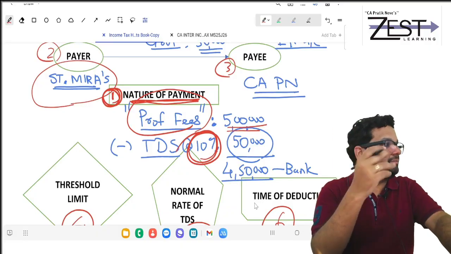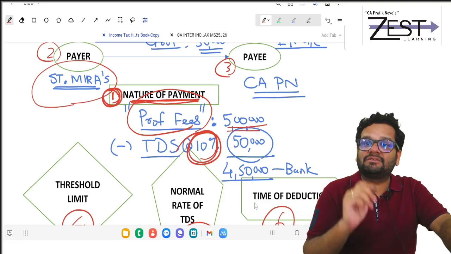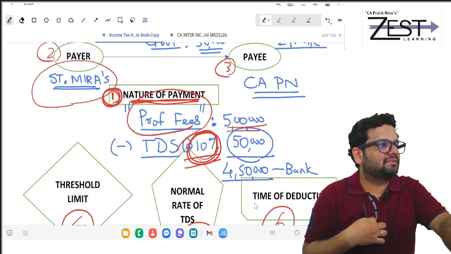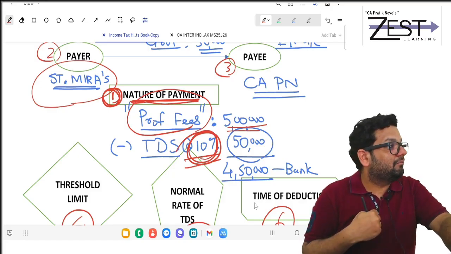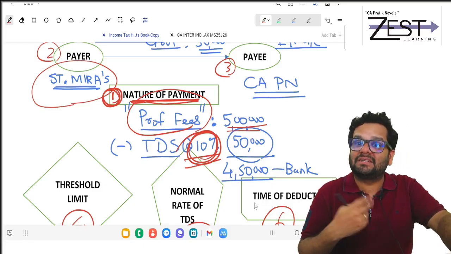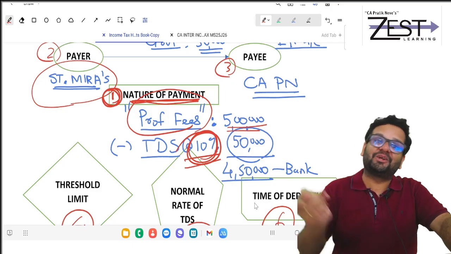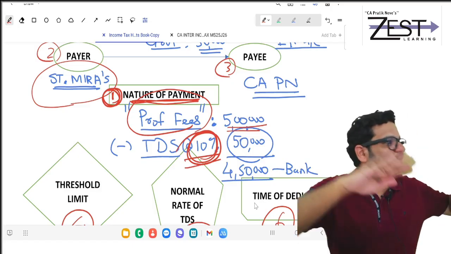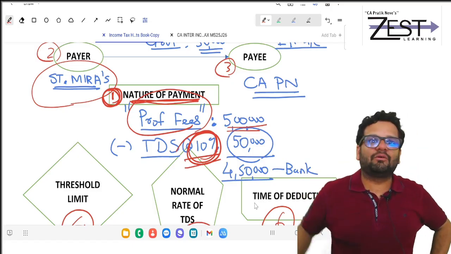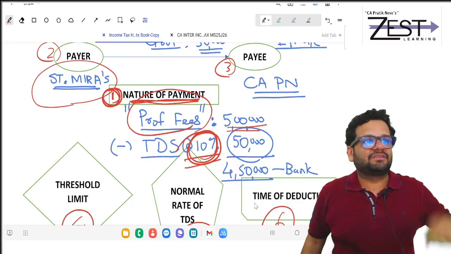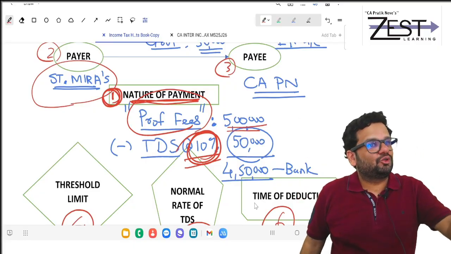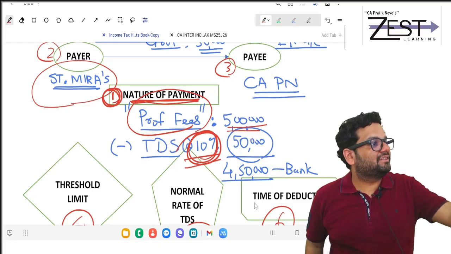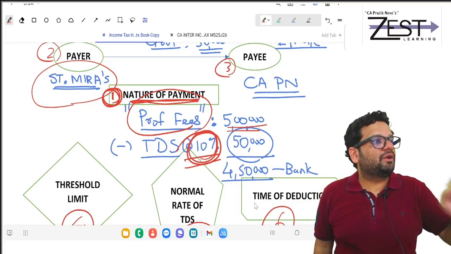Otherwise, you will say everything is happening smoothly. But friends, TDS is done by them at what percent? 10. Is 10% my rate of tax? No, because I am supposed to pay tax as per slabs, and that too on my total income. So 10% and my tax payable have got no relation with each other. Then you will say why 10%? Who decided 10%? Some percentage had to be decided. So 10 is decided. It could have been anything.